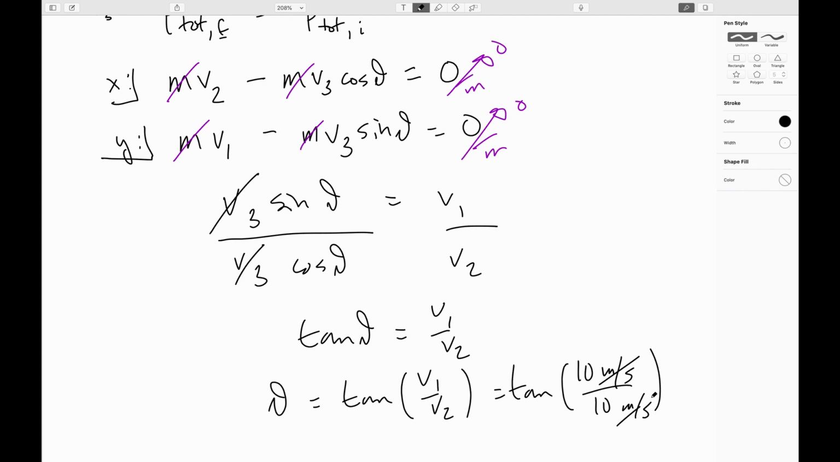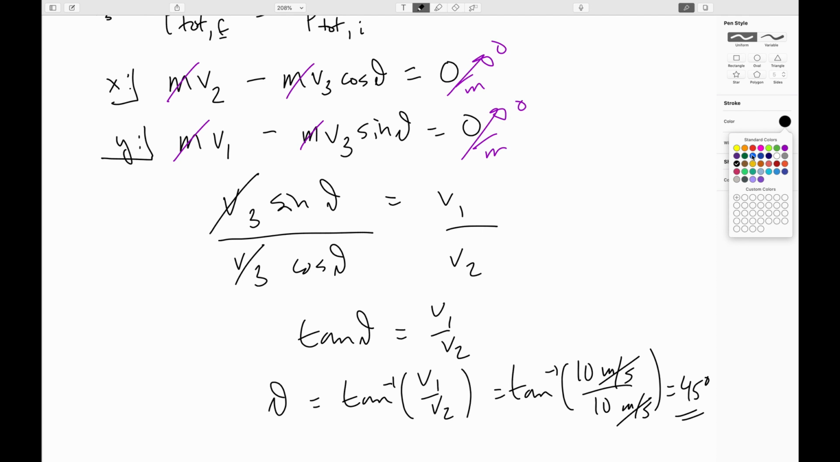And good thing here, the units cancel. Remember, whenever you are taking trig functions of things, the argument better not have any physical dimension, because otherwise it'll make no sense. So we got that the angle is 45 degrees. Super.